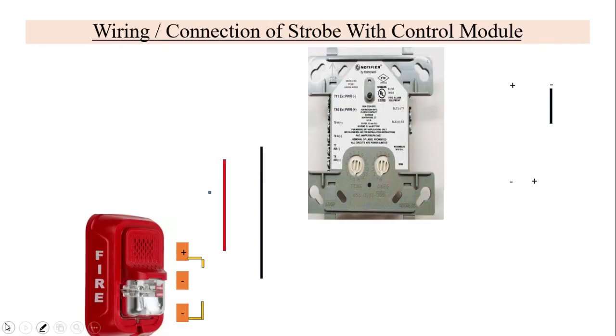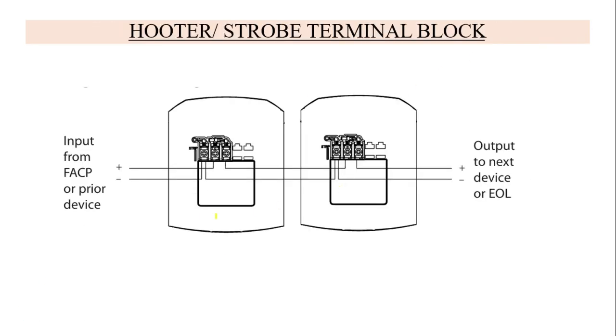Here, as you can see, we are going to do the wiring for it. Before that, let's analyze the terminal block. So how to do the wiring? In simple terms, this is the Honeywell Hooter or Strobe. Over here is the input from the fire alarm control panel or a prior device, which could be a Hooter or a strobe.